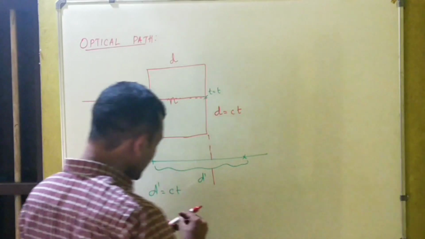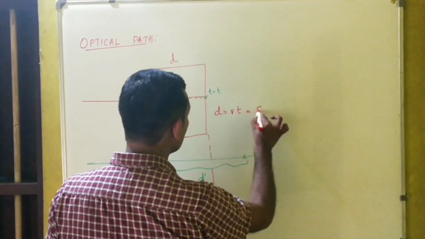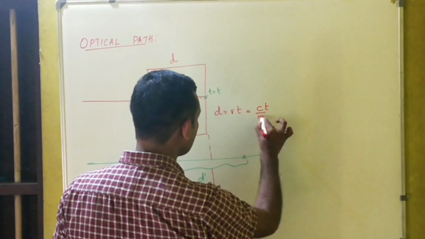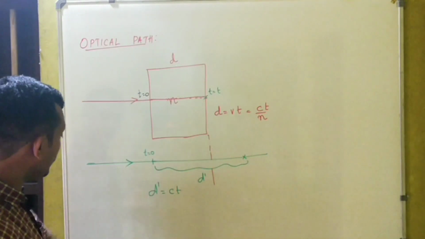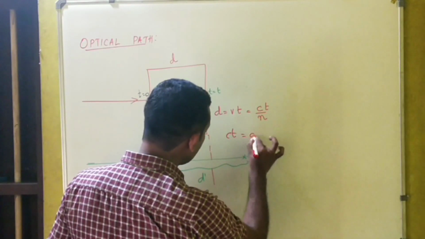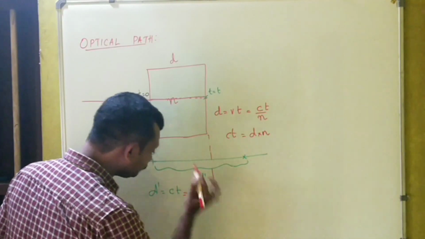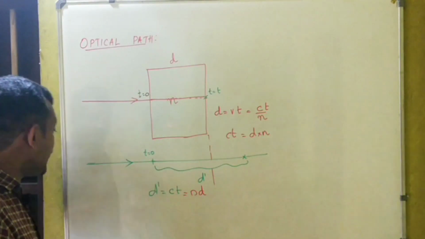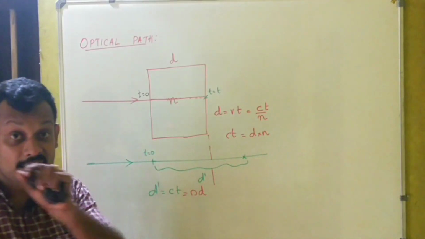Sorry, this is not CT, it's VT. So I can say VT is equal to CT divided by N, where N is the refractive index of the medium. Right, so now CT is equal to D dash. So I can say from here, CT is equal to D into N, right? So this is N into D. So D dash is equal to CT and CT is equal to N into D.